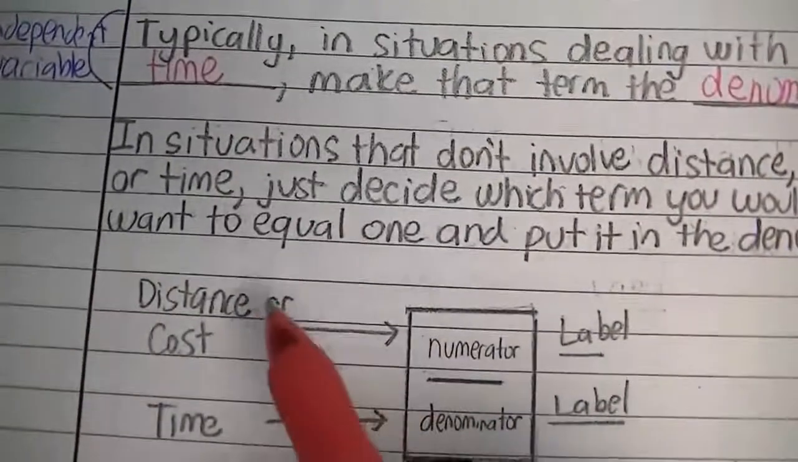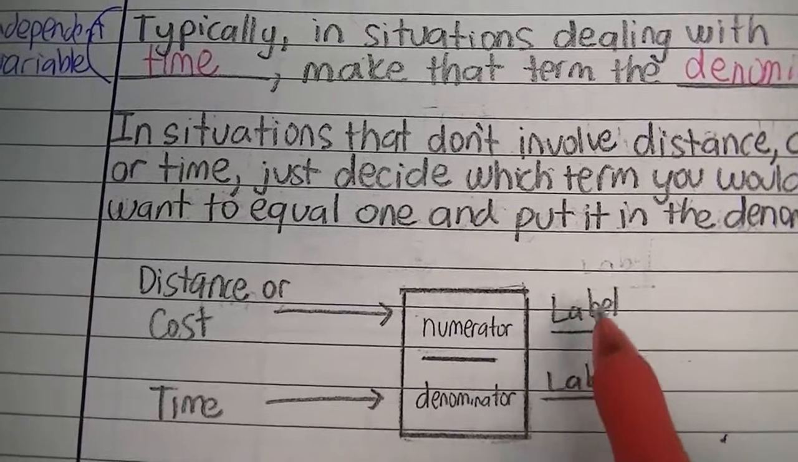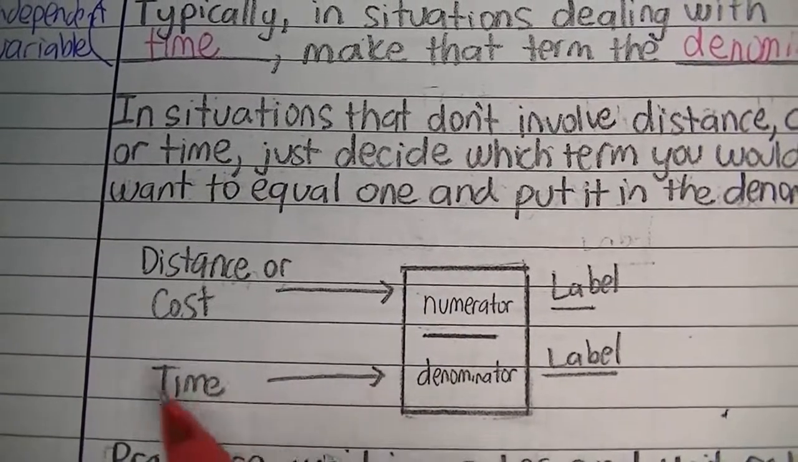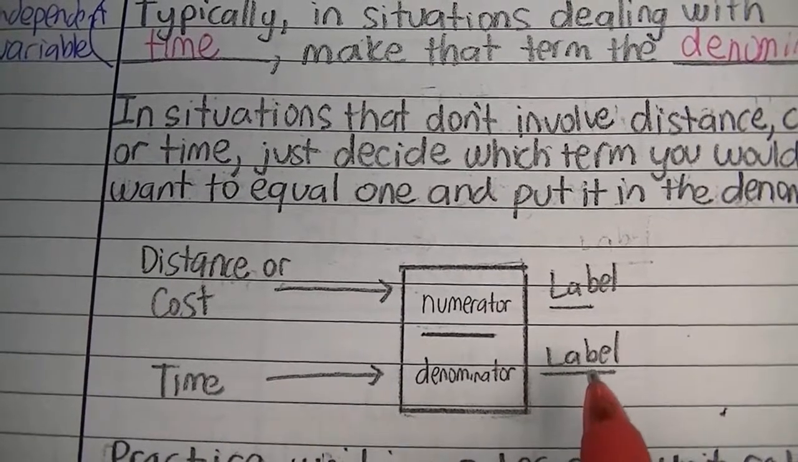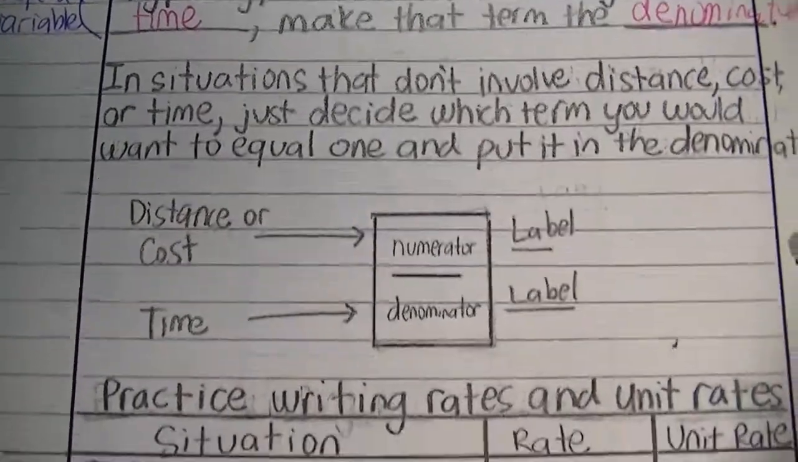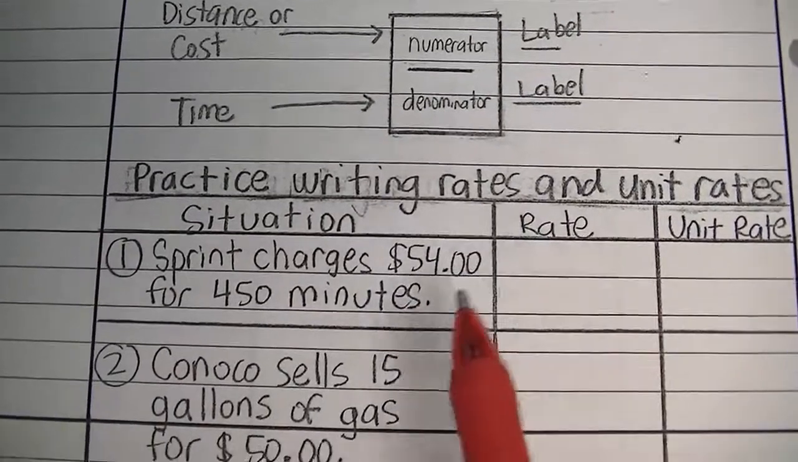Okay? So here's a little diagram that I want you to study so you remember. Typically, when you're dealing with distance or cost, that's going to go in the numerator, but don't forget to label it. And typically, when you're dealing with a story problem that has something to do with time, you're going to make that the denominator and make sure you label it. Okay? So in these next examples, I want you to practice writing rates and unit rates.